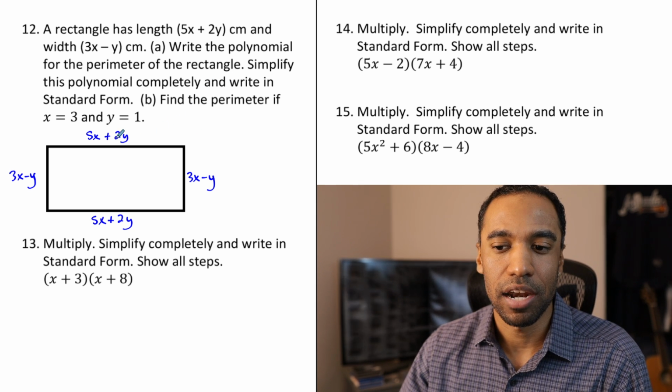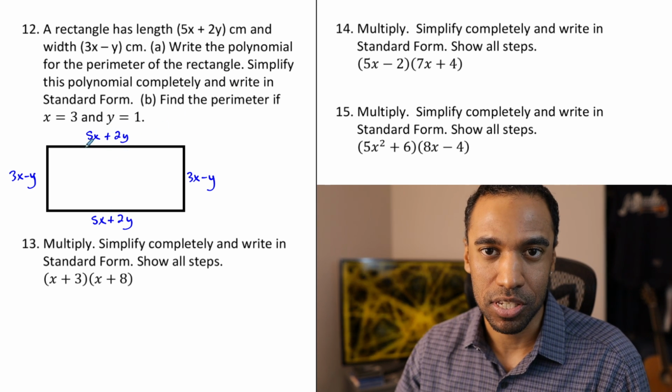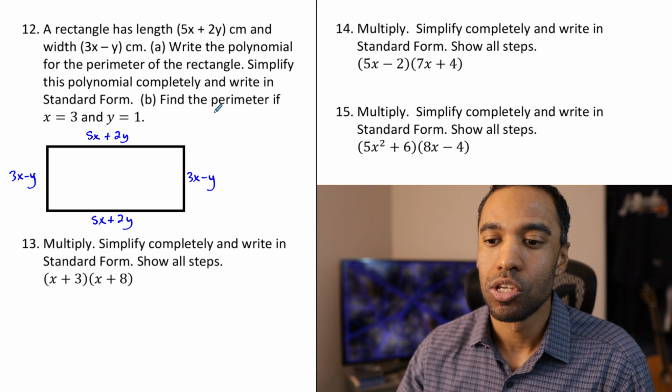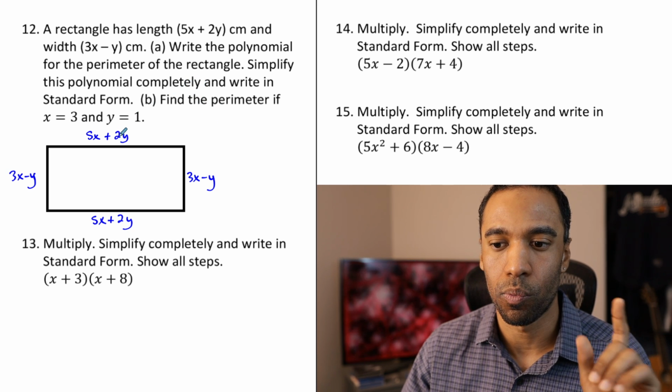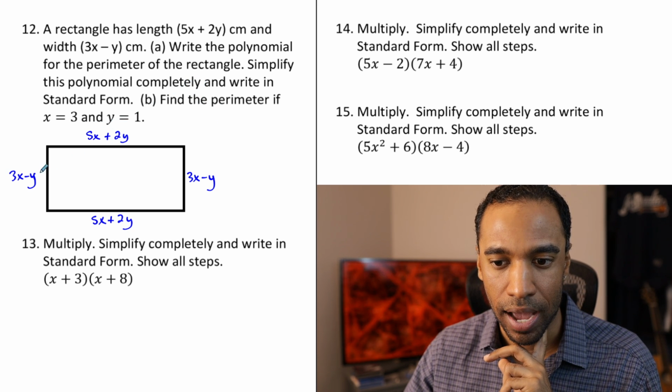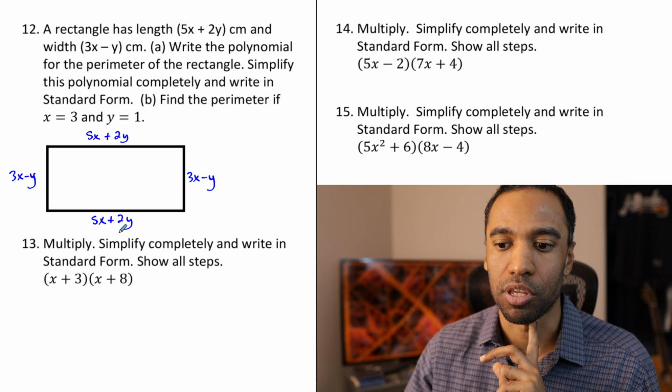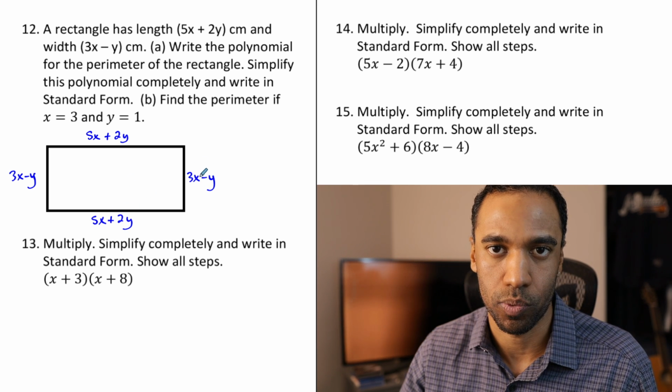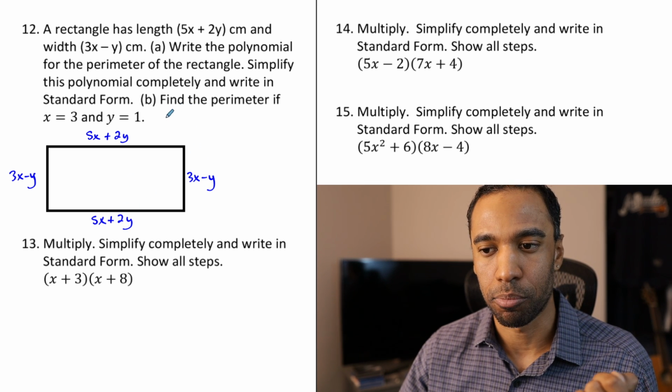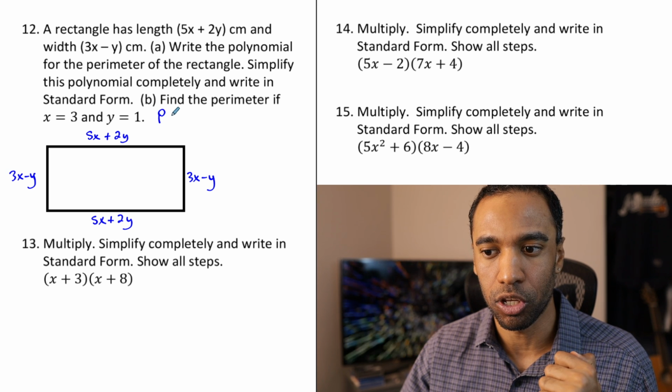All right, perimeter, guys. How do you find the perimeter? You add up the sides, right? So what you could do, and I'm not going to do it this way, is write 5x plus 2y plus 3x minus y plus 5x plus 2y plus 3x minus y. What I'm going to do instead is condense it a little bit to keep it cleaner here.